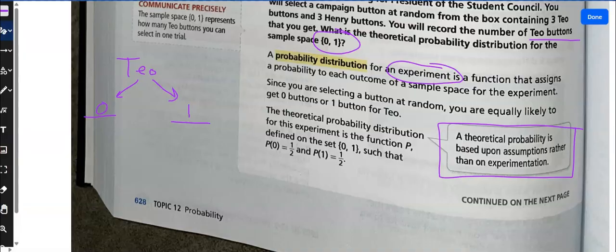Since there's 3 and 3, it says right here, the theoretical probability distribution for this experiment is based upon the fact that you have half in the box that will give me a 0, and half in the box that will give me a 1.